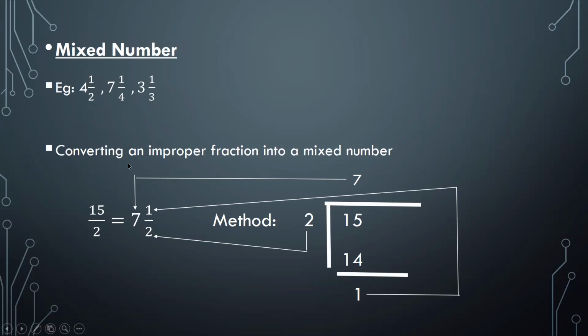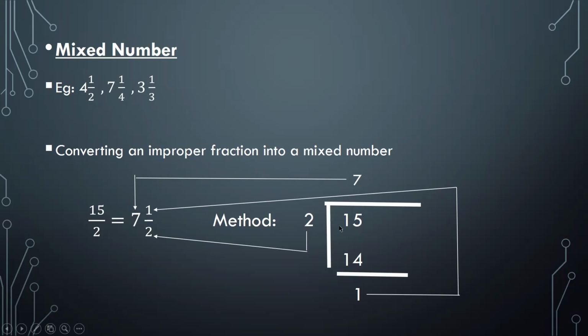You have to know how to convert an improper fraction into a mixed number and how to convert a mixed number into an improper fraction. In this example, you have 15 and 2. It's an improper fraction because your numerator is larger than your denominator. I have already told you this line is your division mark, so you're going to divide. If you divide 15 by 2, you have 7 2s in 15.